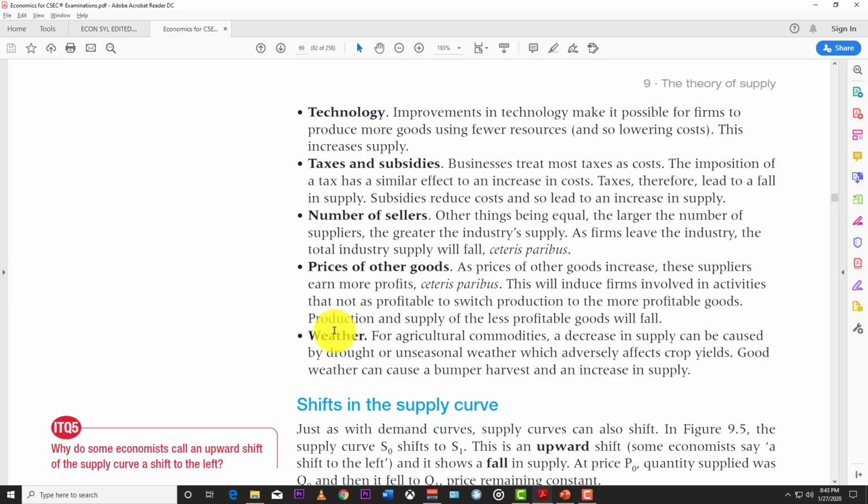And of course, weather is a big one, especially for the agricultural industry. For agricultural commodities, a decrease in supply can be caused by drought or unseasonal weather, which adversely affects crop yields. Good weather can cause a bumper harvest and an increase in supply, as we looked at before when we were looking at expectations.